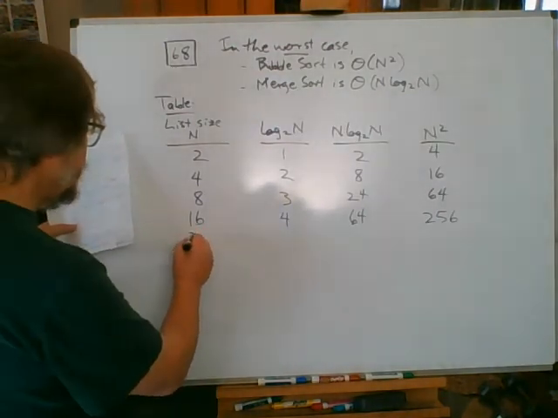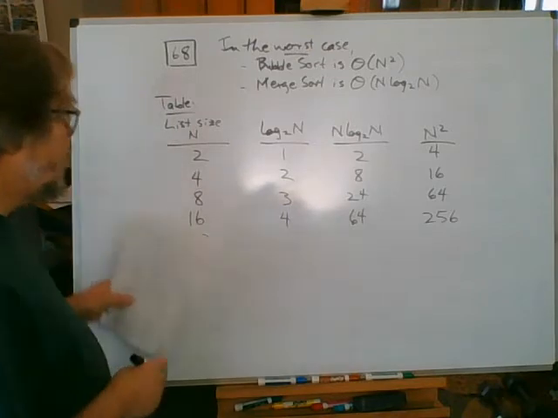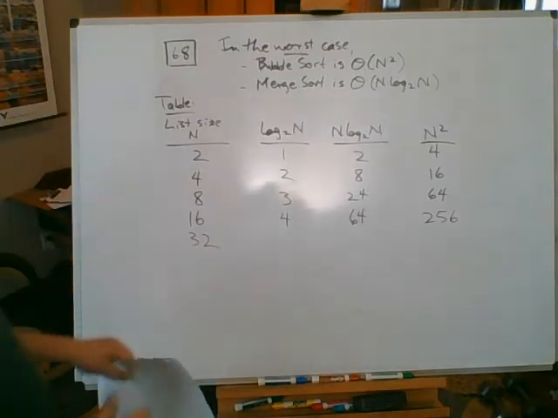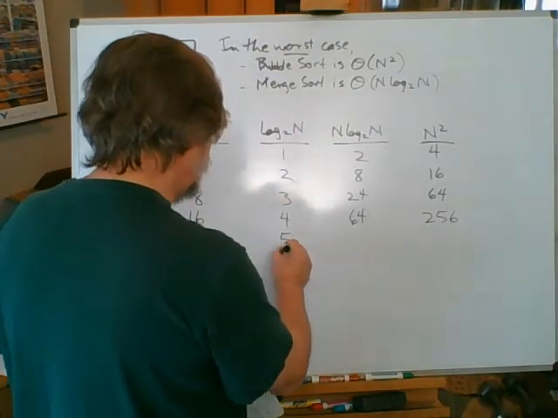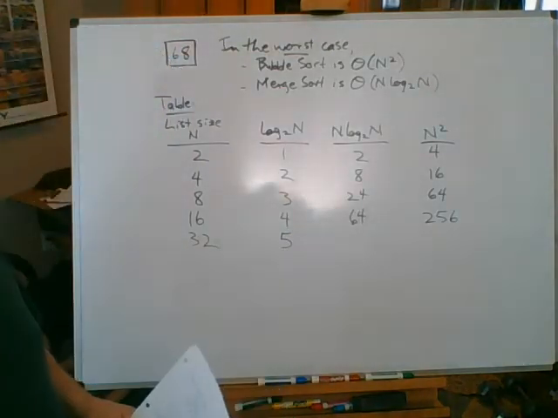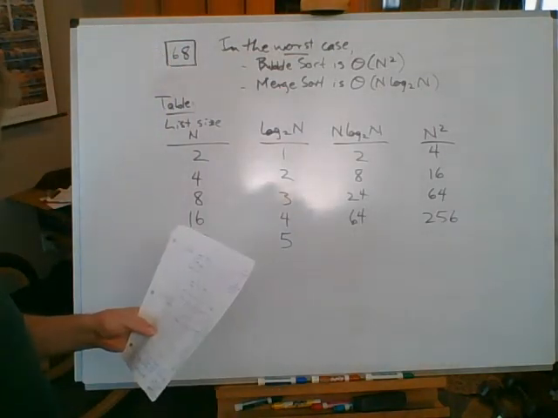Couple more and then we're done. 32. What exponent do I put on 2 to get 32? Put a 5 on there. You can test it and see. 2 times itself 5 times is 32.